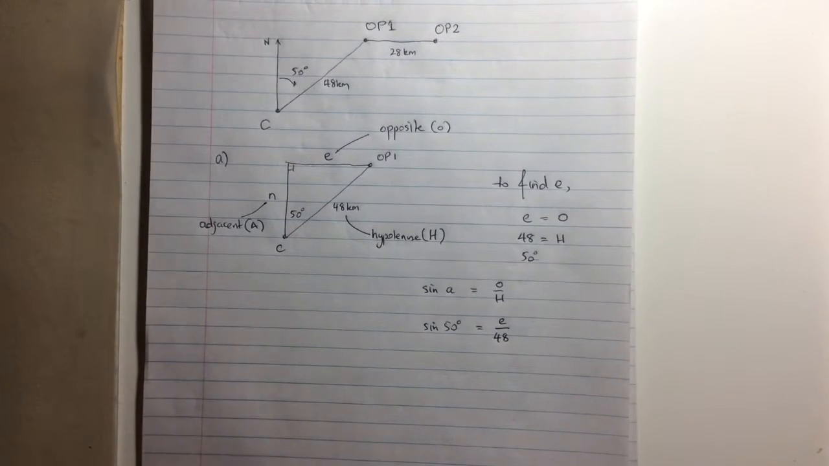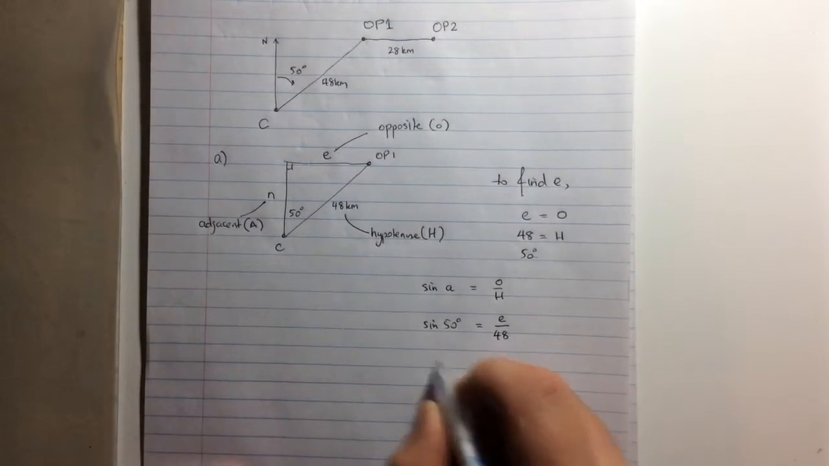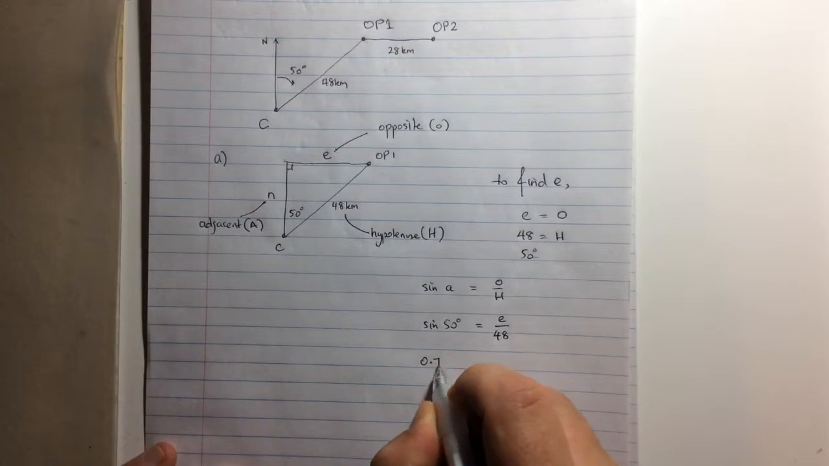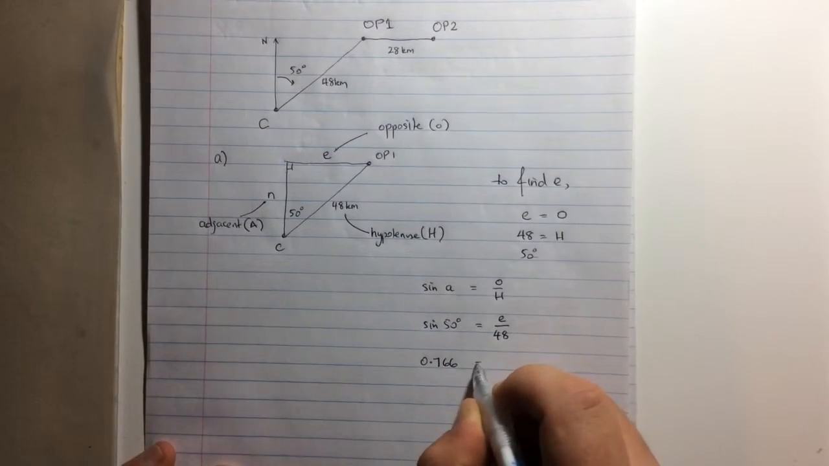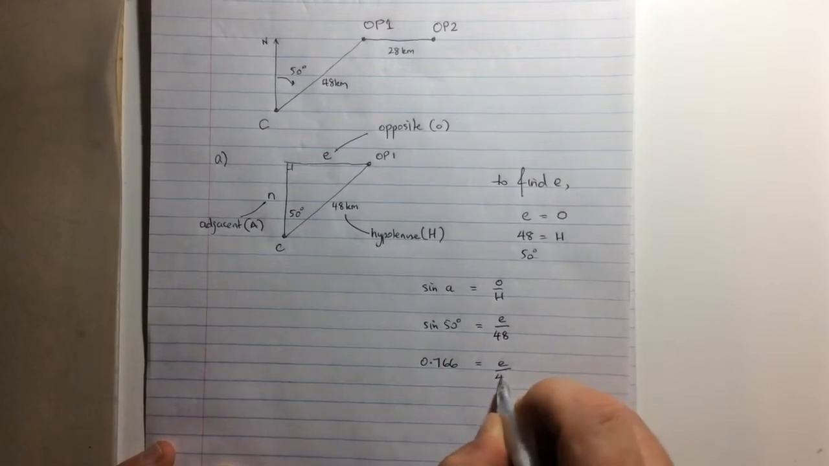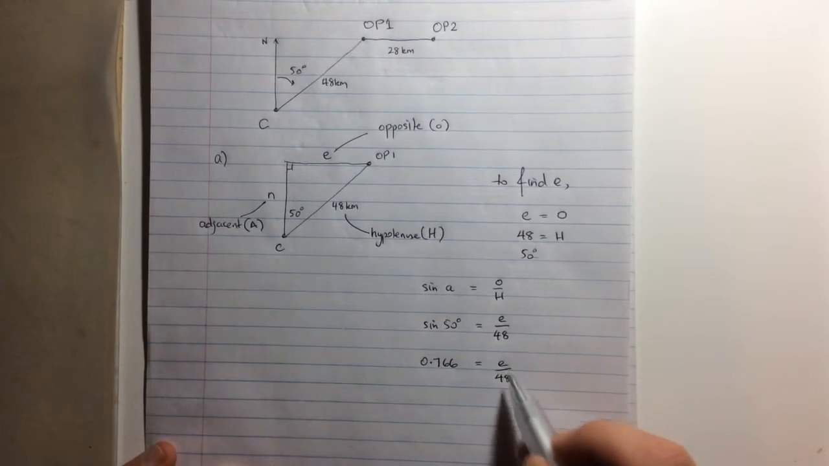Now my calculator's just turned itself off, so just bear with me while I fire it back up again. The sine of 50 degrees is just a standard value. We can work that out on the calculator, and it turns out to be, I'll go to 3 decimal places, 0.766. And that's equal to E divided by 48, the east side divided by 48.